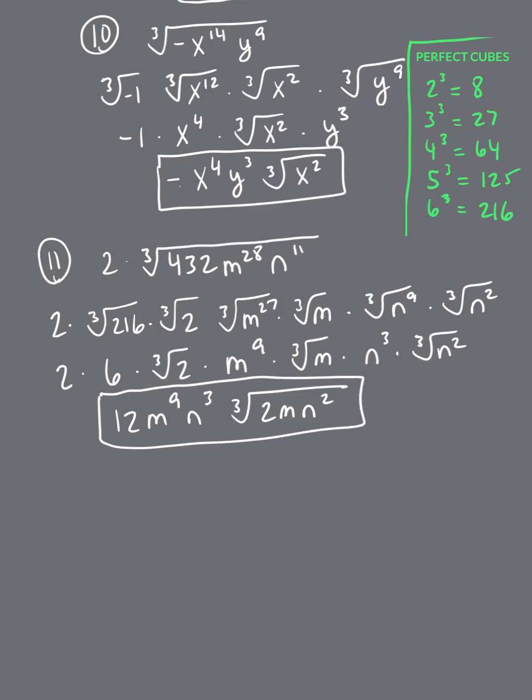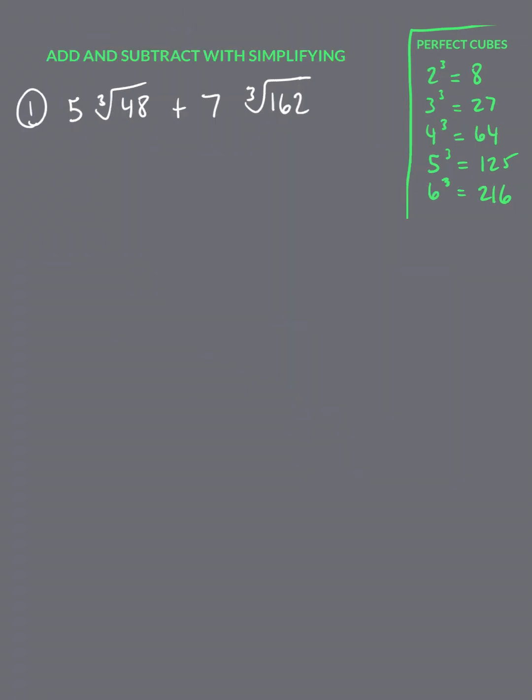Now, let's do 2 more examples where we add and subtract with simplifying. In this example, we cannot add the 5 and 7 right now because we have different radicands. We have a 48 here and 162 here. So first we have to simplify until we get the same radicand, and then we can add what's in the front together. So look for the greatest perfect cube inside 48, and that would be 8.